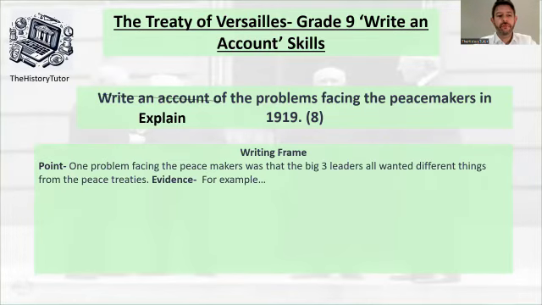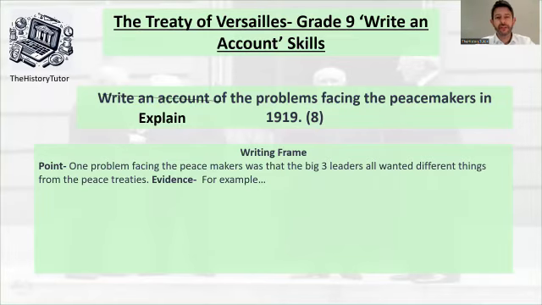So here's what I've gone for. One problem facing the peacemakers was the Big Three leaders all wanted different things from the peace treaties. That's quite a nice, easy thing to say. That's the one we said, the first example we were talking about. All the leaders wanted different things, and that leads to a nice, easy example.